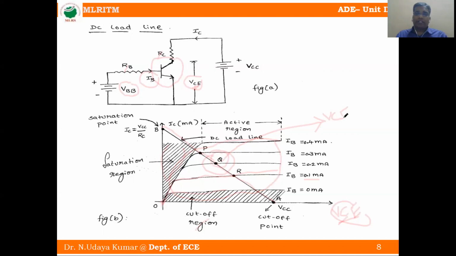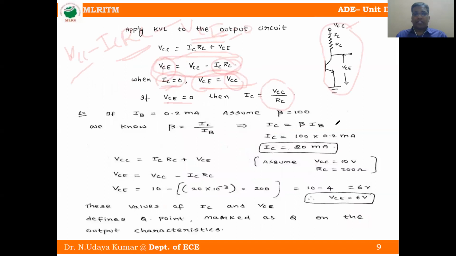Q is nothing but VCE comma IC. So this is called a Q point. We will take a middle point by varying this VCC, and find out the IC value at the middle. So this is called the DC load line. Now we will see one problem.